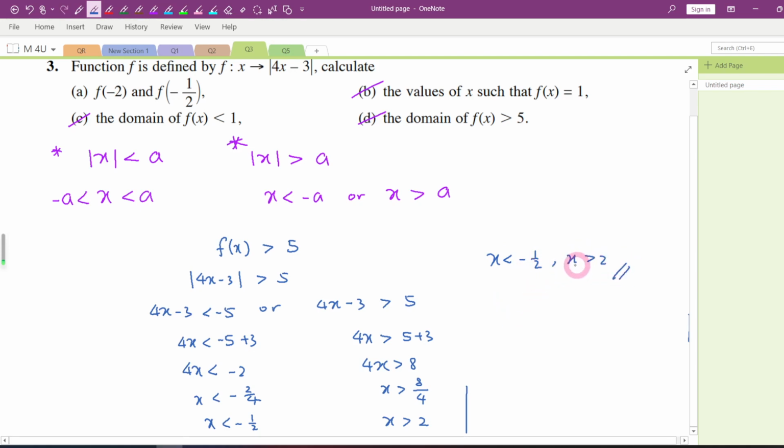You cannot combine them together in this situation. So some students might write this one, which is actually not correct. X is less than negative 1 over 2 and greater than 2. This is actually not correct, because if x is greater than 2, it will not be less than negative 1 over 2, right? If x is less than negative 1 over 2, it cannot be greater than 2. So for this question, this will be our final answer. You cannot combine them together.